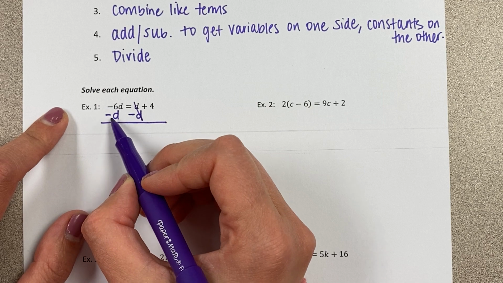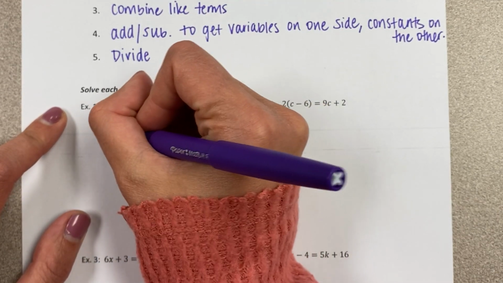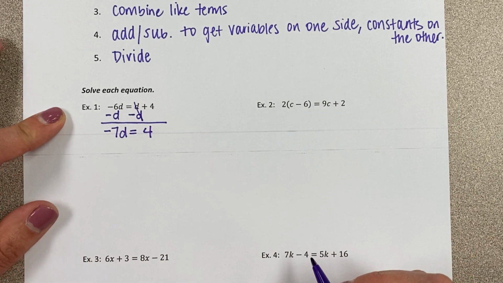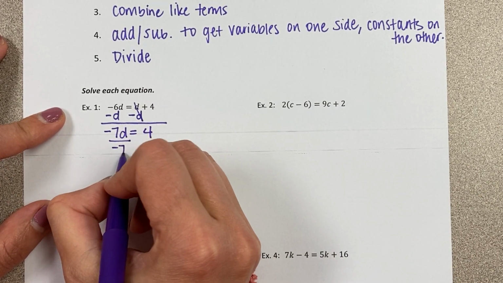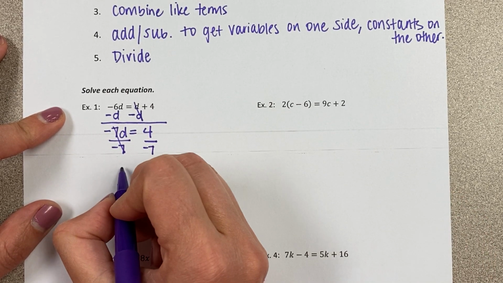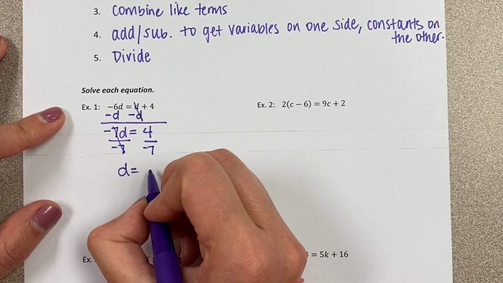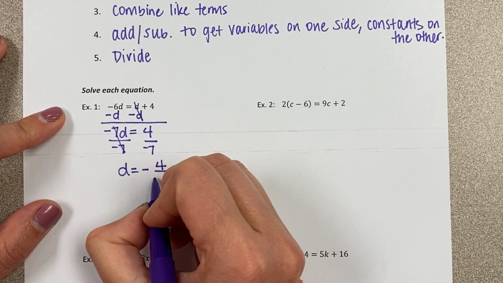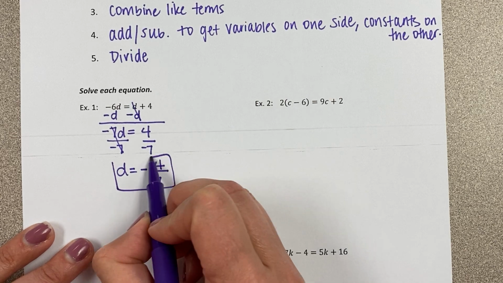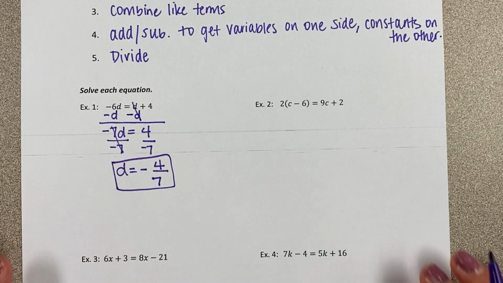Negative 6 minus 1 is going to be negative 7d. Then I'm going to divide by negative 7. And we're just going to rewrite this. Remember, I want you to leave it as a fraction. So negative 4/7.